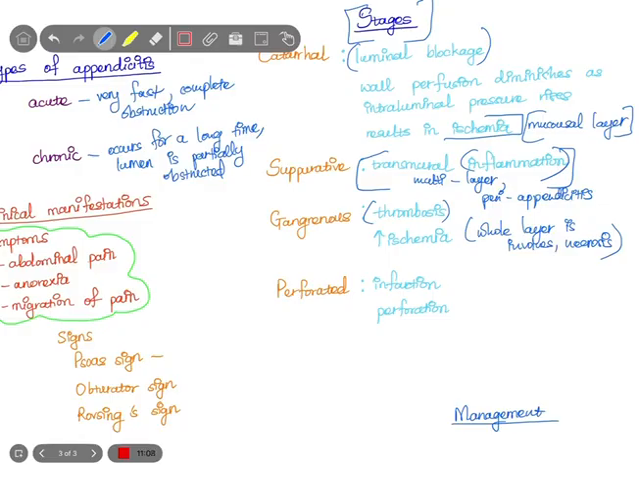Now the last one, perforated or complicated appendicitis. This is when the patient with gangrenous appendicitis does not undergo surgical intervention. This leads to appendiceal infarction and perforation, and therefore peritonitis.